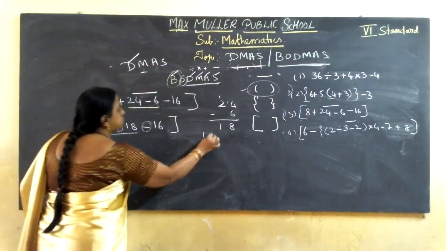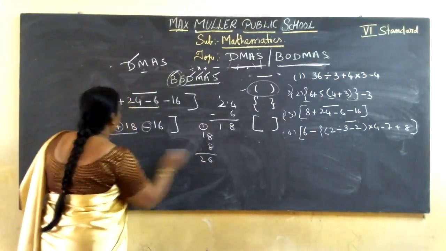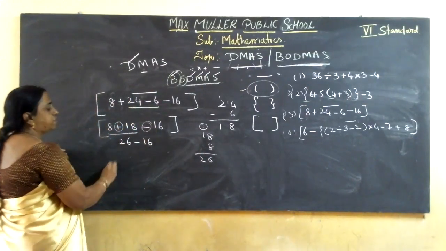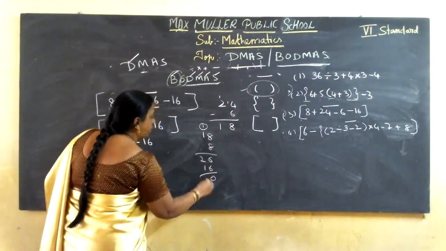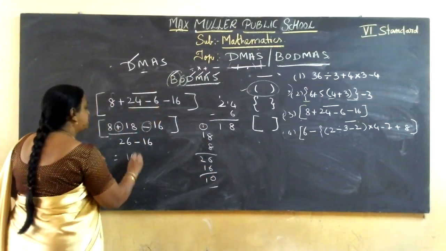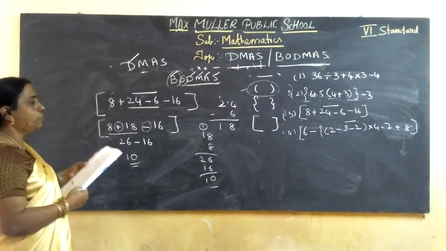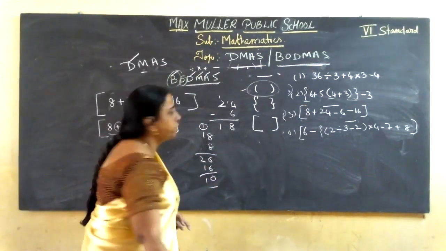18 plus 8 is how much? 26. 26 minus 16. Now 26 minus 16 is how much? 10. So what is the answer? 10 is the answer. Clear? That is how to solve this. Now next question. Last one I'll solve, and then I'll go for textbook questions.